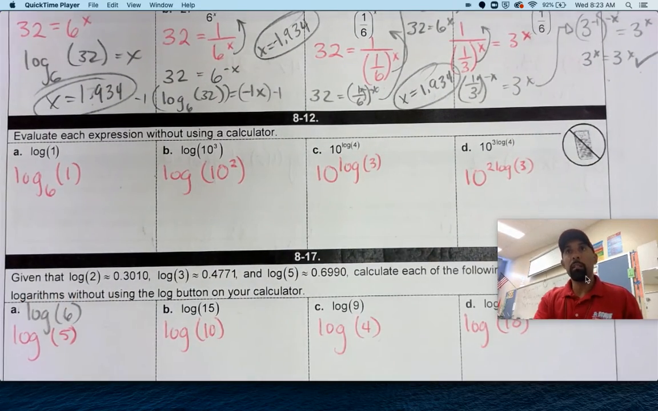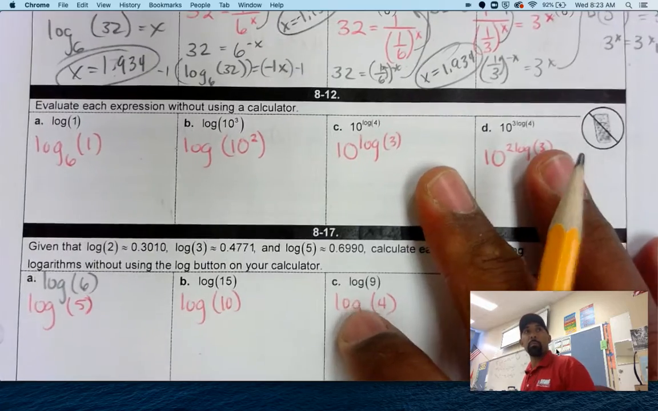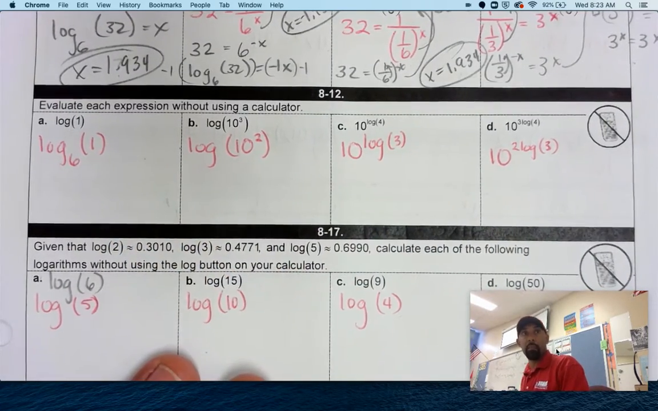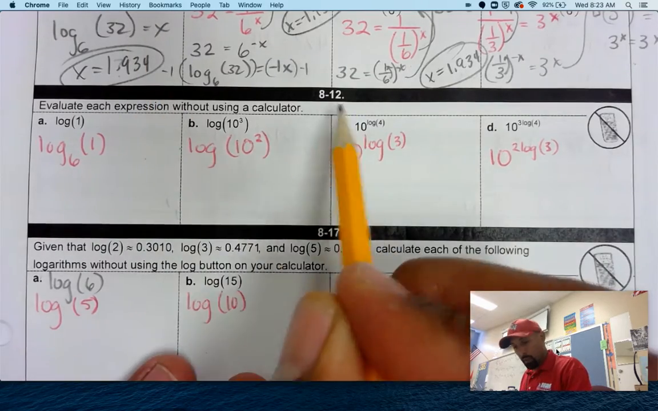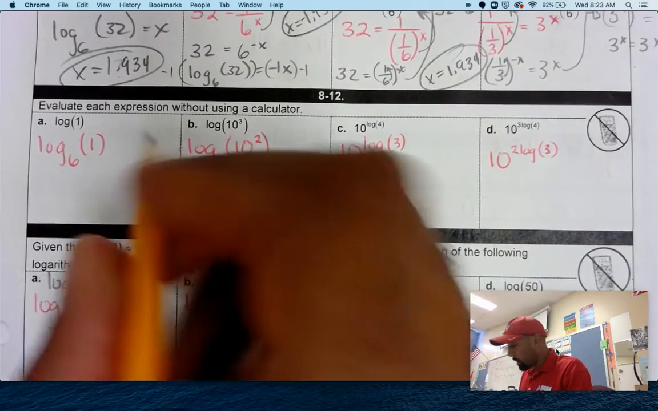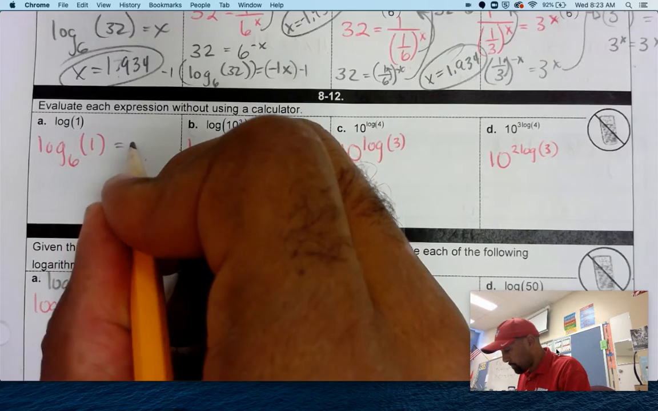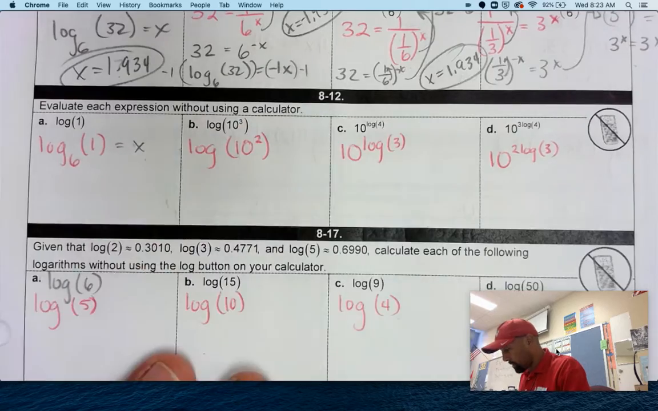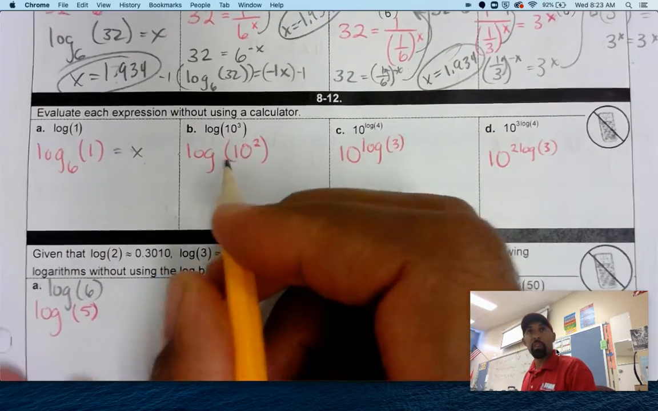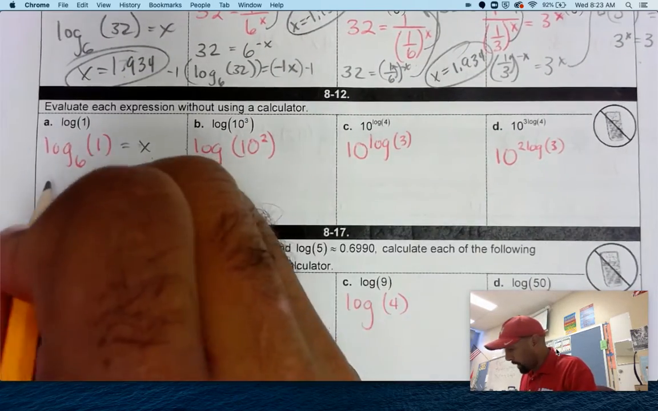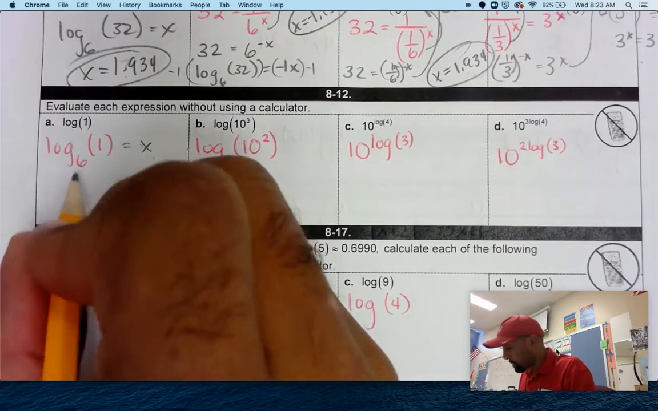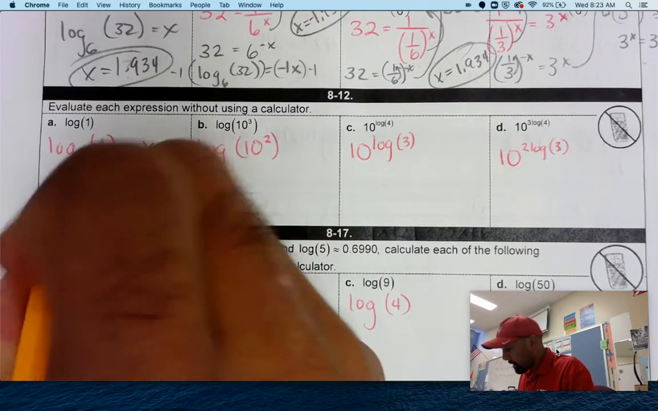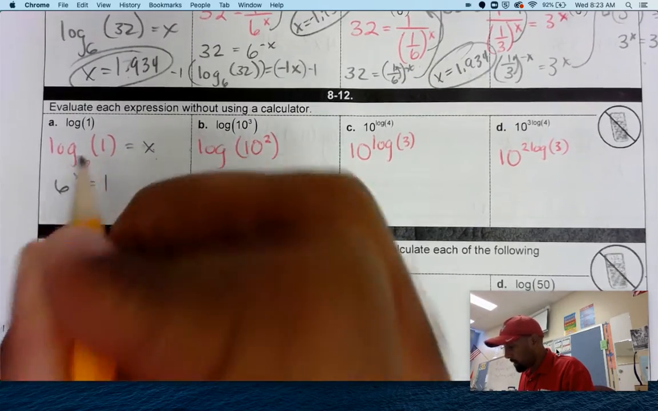I'm going to move myself down a little bit so I'm out of the way. All right, so here we're basically evaluating this. Okay, it says evaluate without using a calculator. Okay, so the way we're going to do that is we're going to just put this in exponential form. Okay, and we kind of have to use our rationale to figure it out. So first, let's go back to exponential form. So 6 is the base, x is the exponent, and we're going to make it equal to 1.